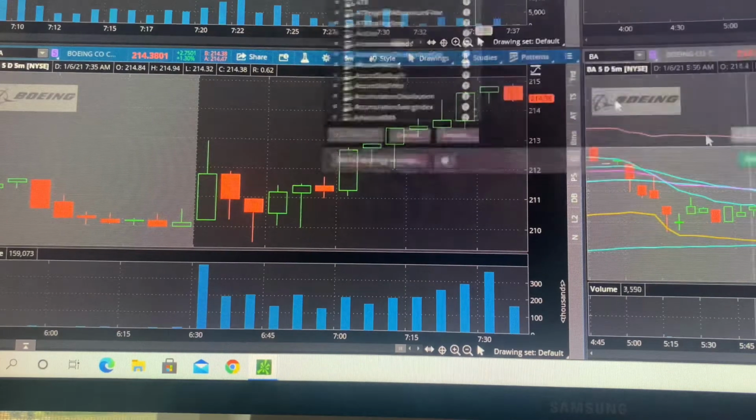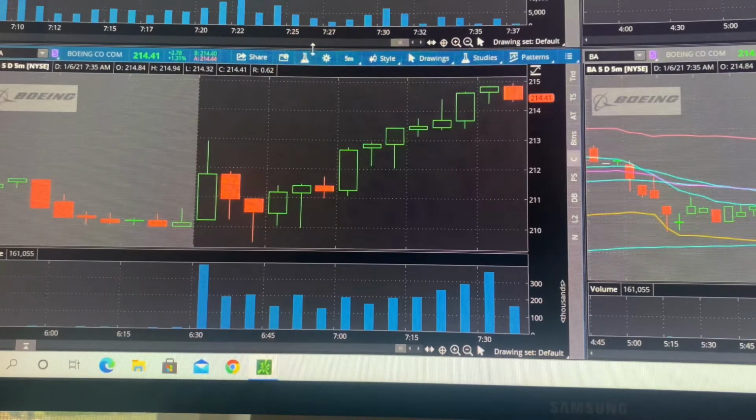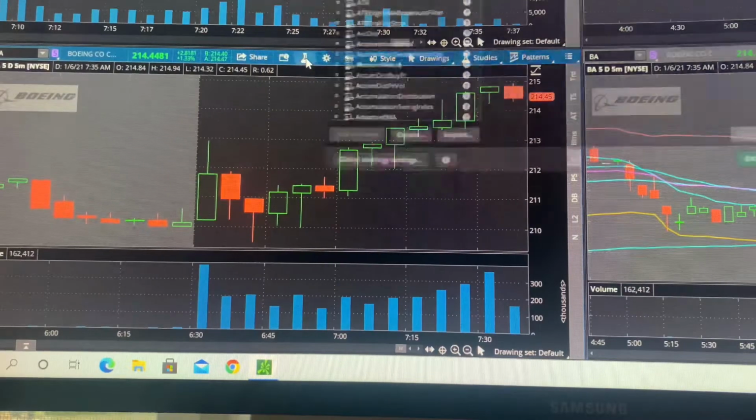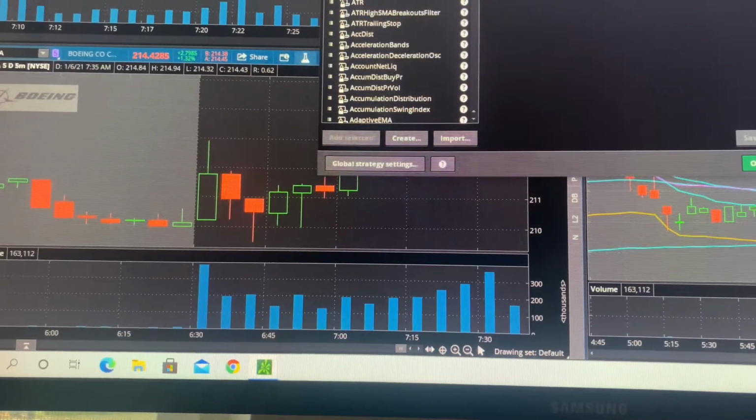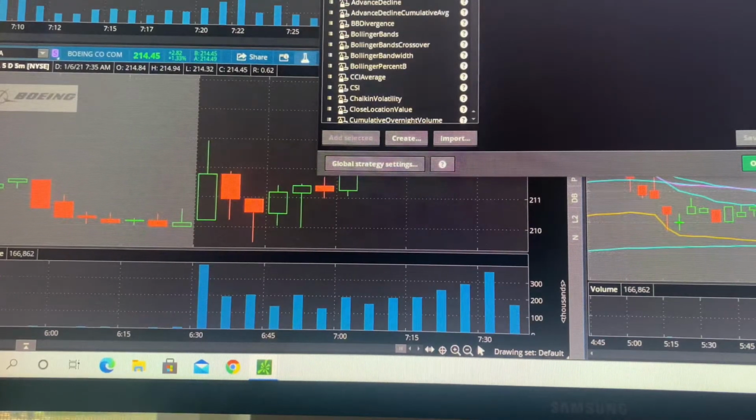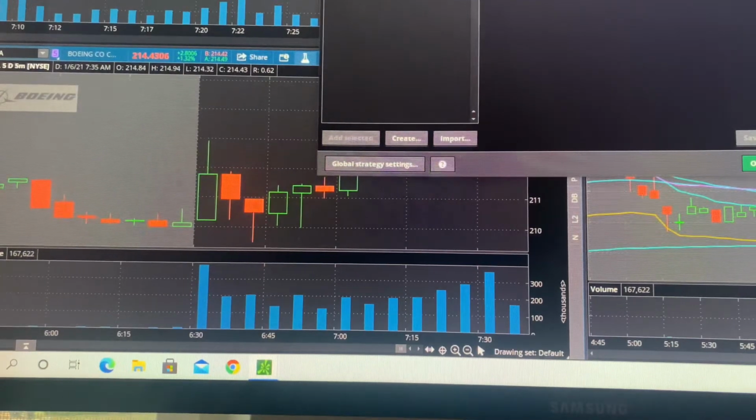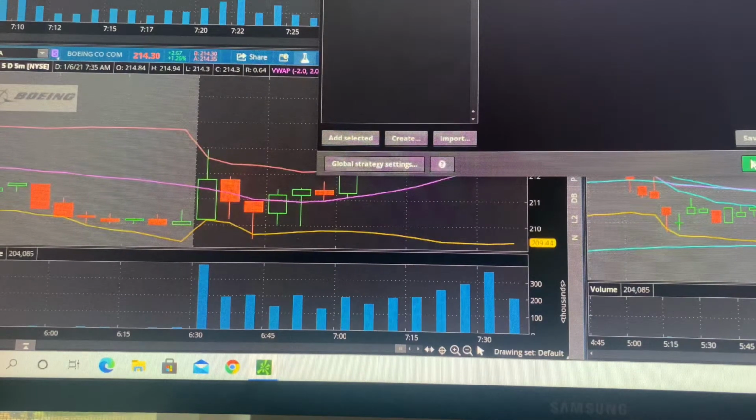You won't go to studies, you'll go over here to this chemistry bottle to the left. It doesn't say study, it says edit studies. So you go here, and then you type in VWAP. VWAP stands for volume weighted average price. We click on that, add that selected, and then we apply it. Boom. Now press OK.